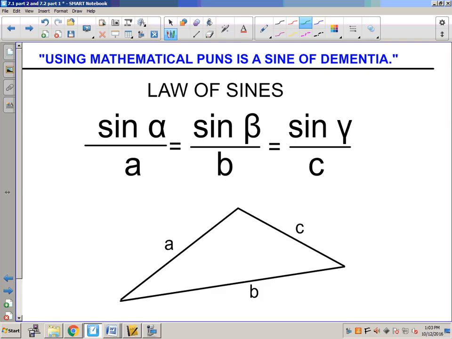So if I create a fraction by taking the sine of alpha and putting it over top of A, which would be across from alpha, the value of that fraction is going to be identical to the value of the fraction if I'd done it with B and beta, or C and gamma.